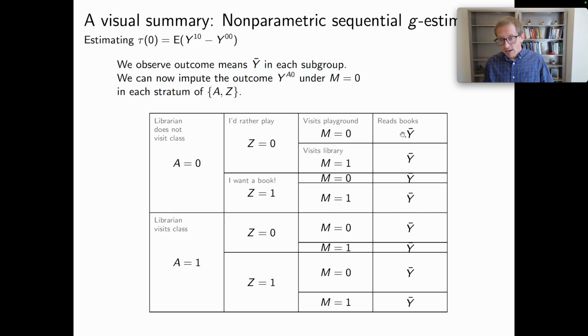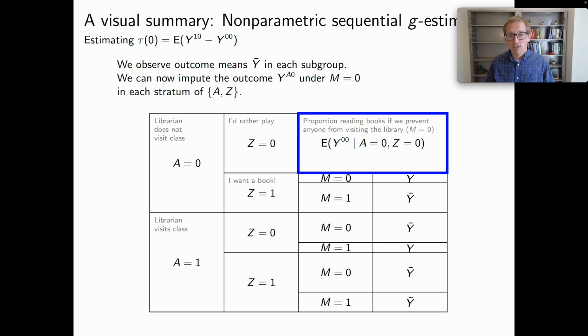And so the potential outcomes by our assumptions, the potential outcomes that would be realized if they visited the playground or if they visited the library, are independent of the mediator value, whether they factually visited the playground or factually visited the library. Thus, under our causal assumptions in this subgroup, we can take those who visited the playground and use their rate of reading books as an estimator for the rate at which all of these kids would hypothetically have read books if they had been prevented from visiting the library.